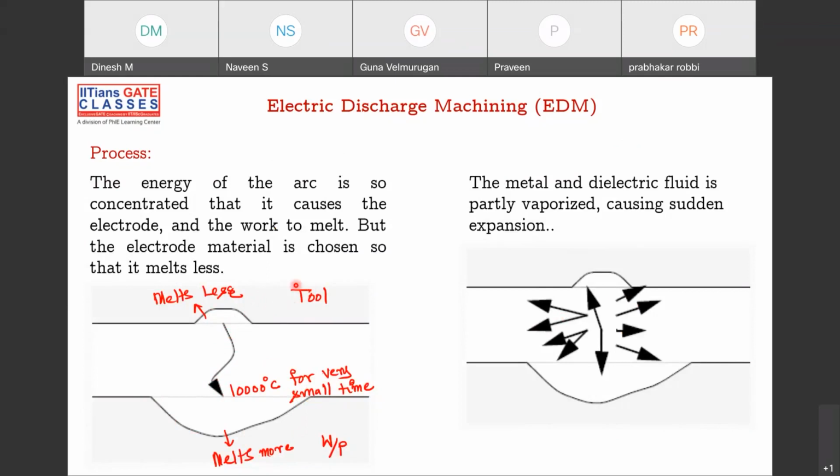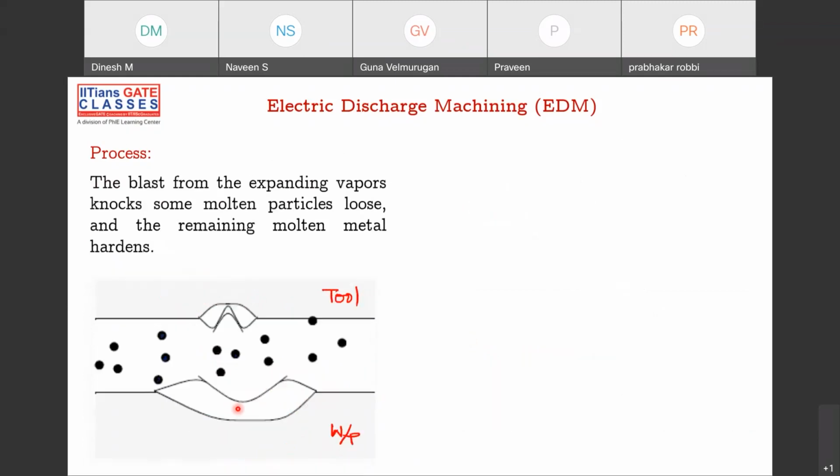Okay, this is tool. The upper one is tool, the bottom one is workpiece, and there is some kind of fluid. Whatever melts is exploded, and then particles are floating here and there, and they will be mixed into the dielectric fluid. That is how material is removed from here. Okay, workpiece. So it's a very complicated mechanism, but yet it's very important to understand that melting and vaporization is the mechanism through which material is being removed from the workpiece by using electric discharge machining, EDM.